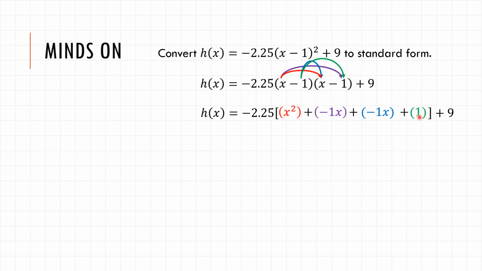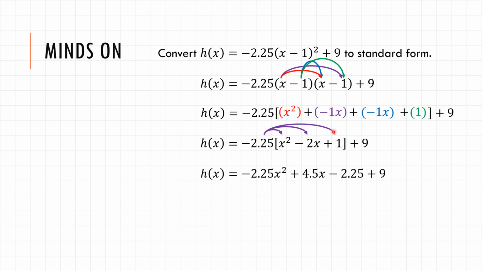Now over here, I can simplify this a little bit by combining these two like terms into just negative 2x. And now I can expand these brackets by multiplying the coefficient that's in front by all three of these terms. And now finally combining these two like terms at the end into positive 6.75. So this is that equation in standard form. And to convert a quadratic from vertex to standard form is absurdly easy. All we have to do is expand and simplify.